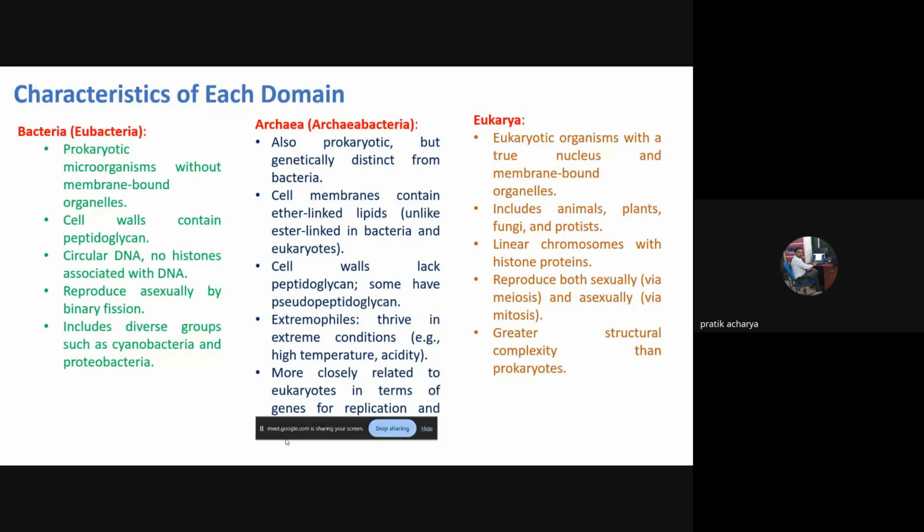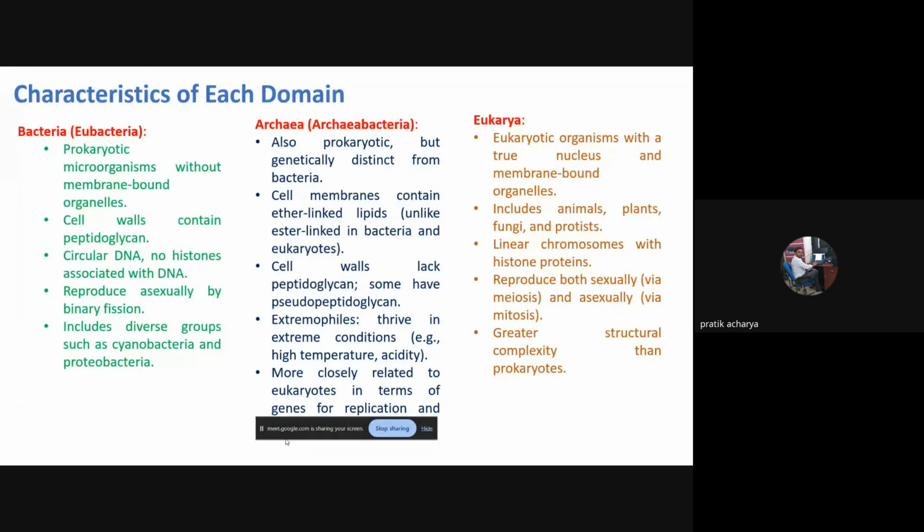They reproduce asexually by binary fission. In some conditions, sexual reproduction is found. We'll discuss it in later slides. They include diverse groups such as cyanobacteria, proteobacteria, and all the other bacteria that were written in the previous slide. We have just discussed that.